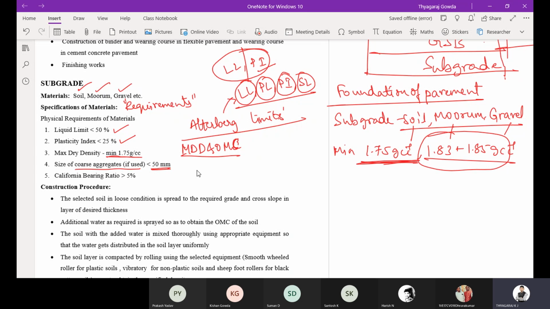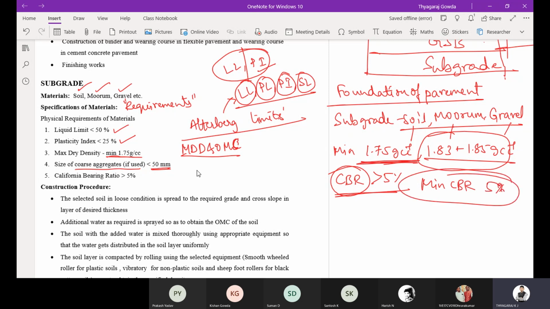The size of the aggregate should be less than 50 mm. And the CBR, as we all know, I think you have done with the CBR, right? In module 3, you have gone through the CBR experiment, right? Yes, sir. So the CBR value should be greater than 5%. That is, we can say that the minimum CBR for subgrade soil is 5%. So remember, the minimum CBR required is 5%. We require a minimum CBR of 5% for the road construction.